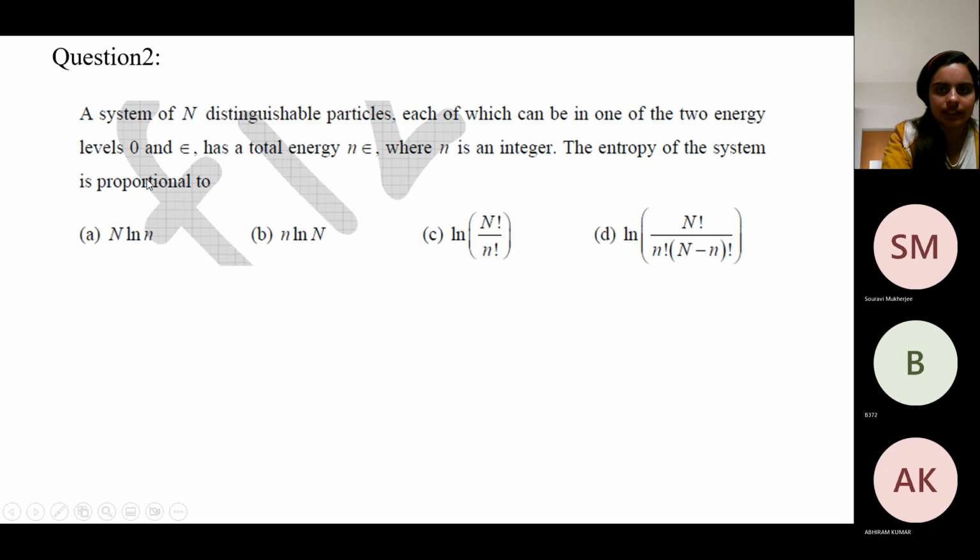So here, this is a very simple question. It's just to recap your concepts of finding microstates. So you have n distinguishable particles, and they can be in two states, 0 or epsilon. Okay, and it has a total energy of n into epsilon. That means there are n particles in epsilon state. Okay, you want to find the entropy of the system. So you should be able to answer it just by looking at it. So can you tell me how to proceed with this question?